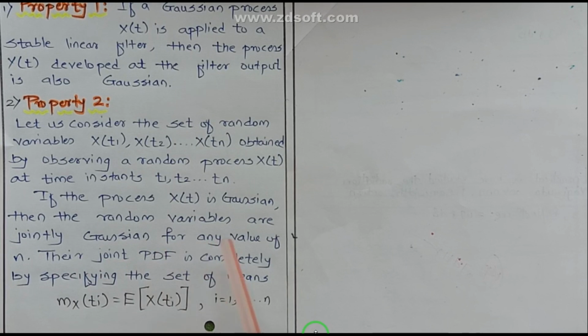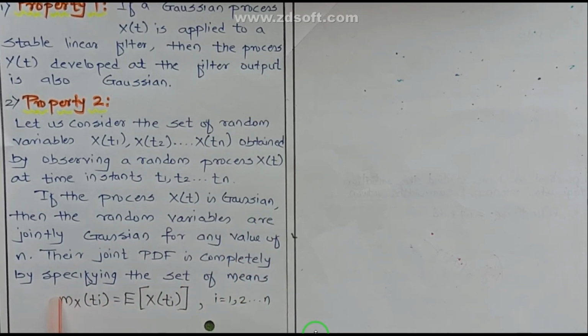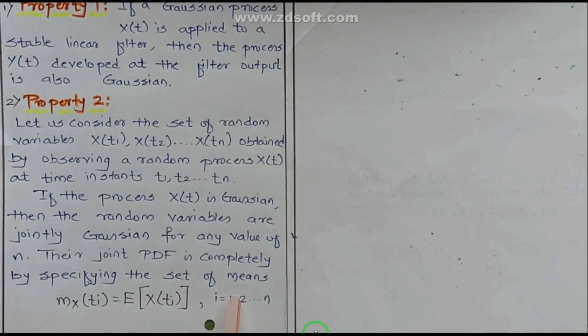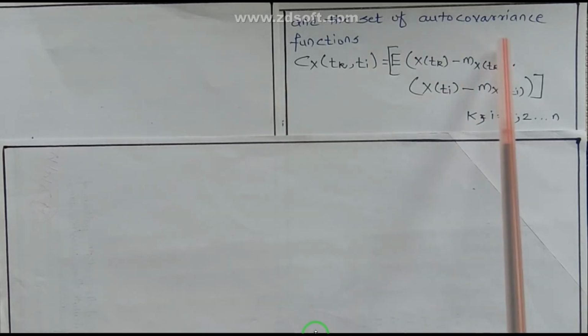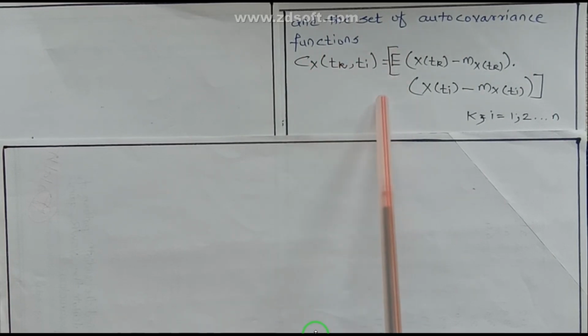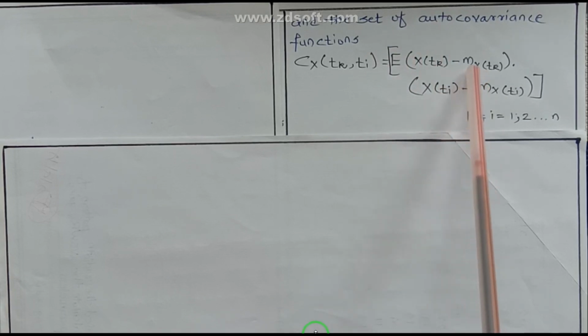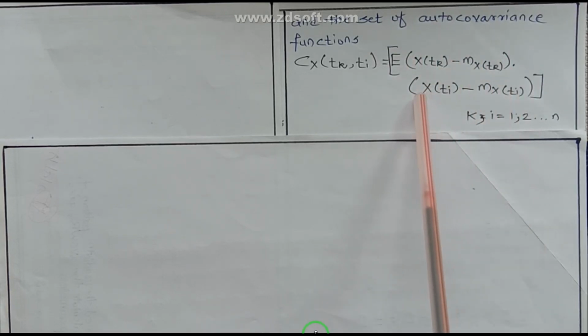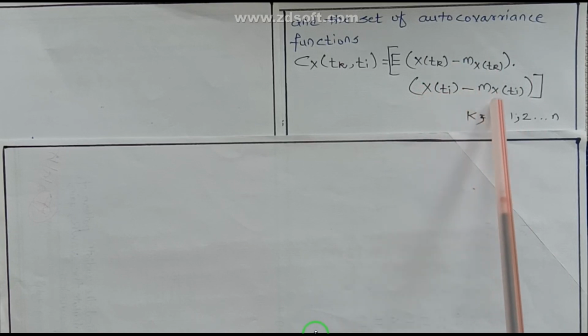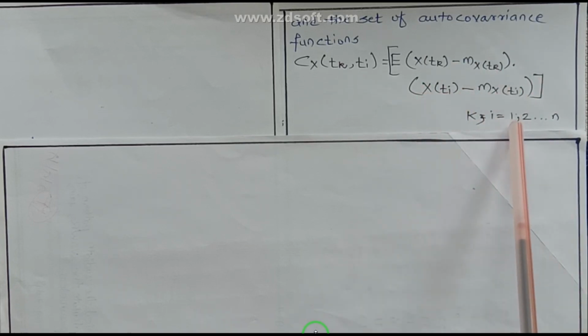Then their joint PDF is completely determined by specifying the set of means mx(ti), which is the expectation of the random variable X(ti), with i equal to 1 to n, and the set of autocovariance functions, given as Cx(tk, ti), which is equal to the expectation of (X(tk) minus mx(tk)) times (X(ti) minus mx(ti)), where k ranges from 1 to n.